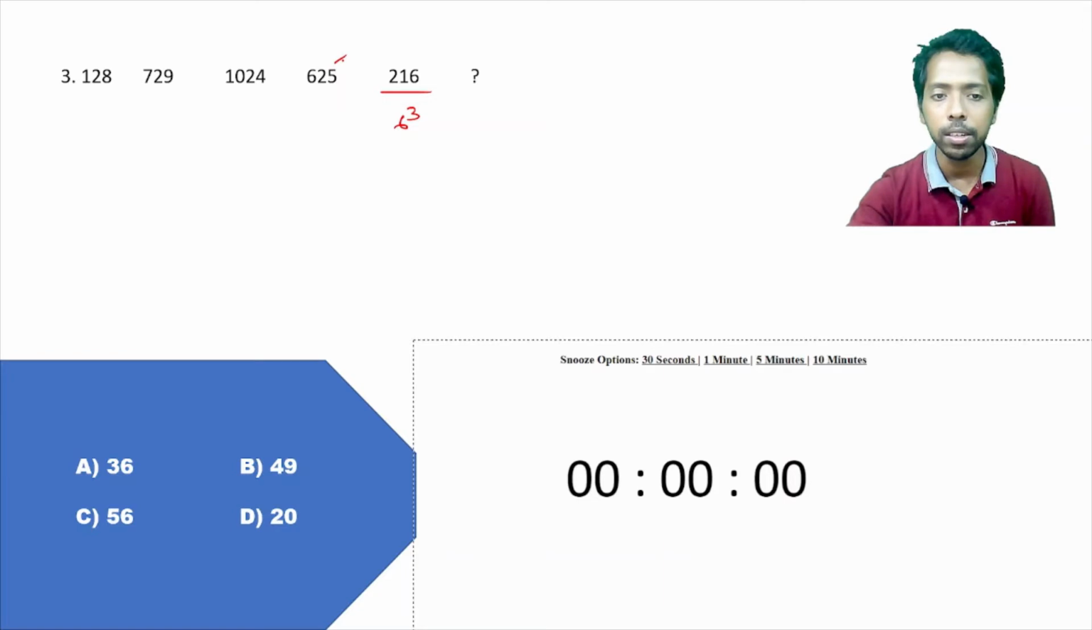The end digit is 5. So obviously whatever the number is, the base number should be 5. So this is 5, right? Understood the logic here? The unit place value is 5. Except 5, there is no other number that in any multiple form gives the unit digit 5. So only 5 is there. So 5 to the power 4. Why? 25. 5 square into 5 square gives 625, right? So 5 to the power 4.